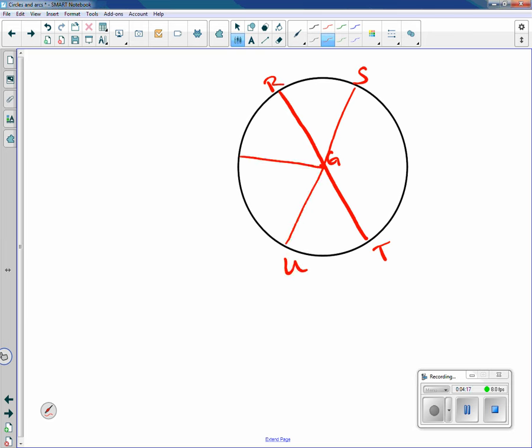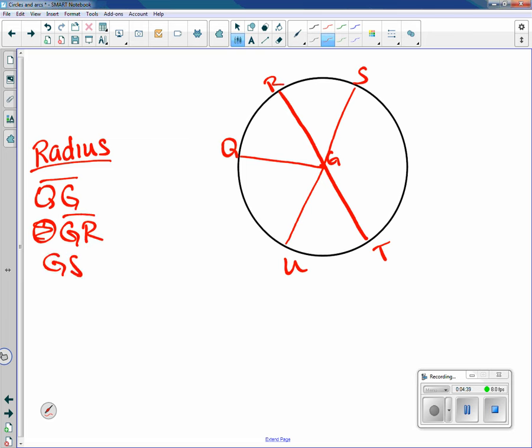All right. Name a radius. Let's name all the radii that are on here. Someone name the radius. I see QG. I heard GR. GF. GT. And GU. The key is they go from the center to a point on the circle.